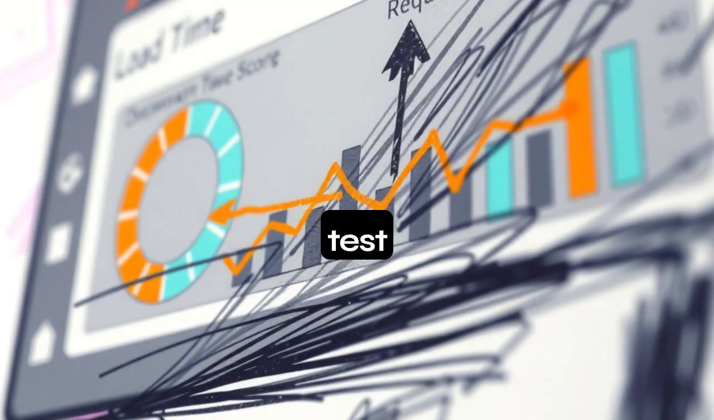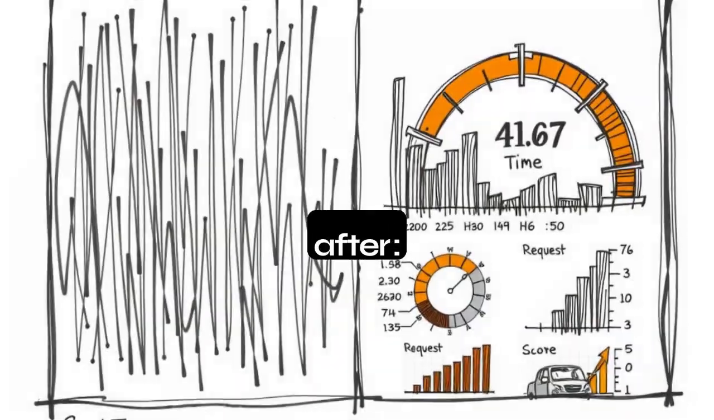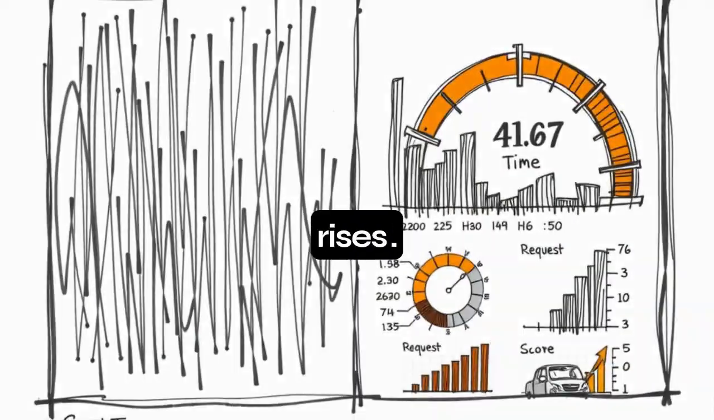Now run a performance test to capture baseline metrics for comparison. Watch the before and after. Load time drops, requests shrink, and the overall score rises.